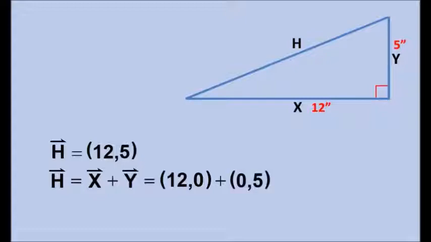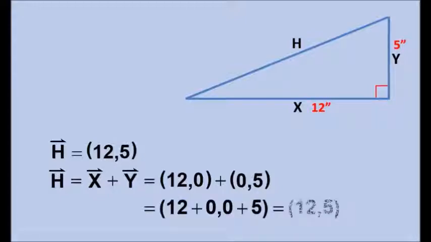Think about this a bit if you need to. When we add vectors together, we add their x and y lengths separately, like this, to get their combined x and y distances. So, we see that x plus y really does equal h. This makes sense since moving along the h vector moves us 12 inches right and 5 inches up. And moving along both component vectors does exactly the same thing. It just does one of the movements at a time.